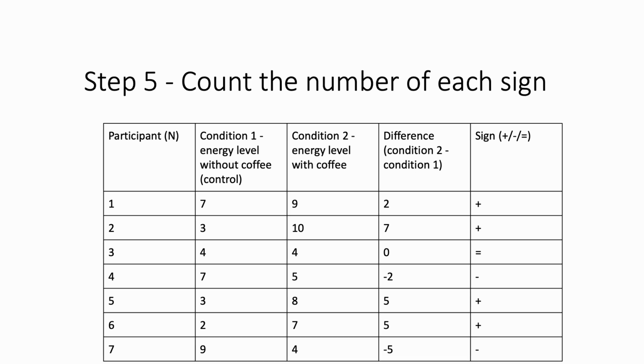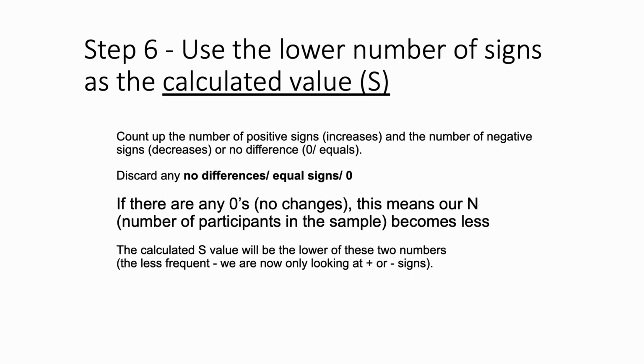So you then count the number of each sign and you use your lower number of signs as S. So we've got 1, 2, 3, 4 plus signs. We don't use the equals. S is not 1. We ignore the equals. And we have 2 minus signs. So S is 2.